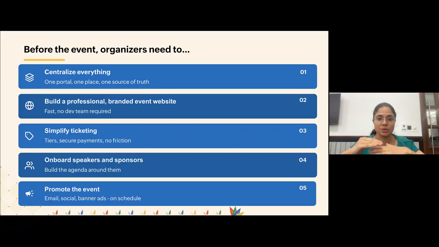Then there are the fundamentals which every event organizer needs to get right. First, centralize everything. You cannot have registration data in one place, or the session information in another, maybe exhibitor information existing in a separate spreadsheet, or even ticketing and payment existing in another sphere altogether. You cannot have that. That brings me to the second point. You build a professional branded event website. Every event needs to have a professional digital space, and that's how you do it. And you bring all of the things that I mentioned earlier together in one place.